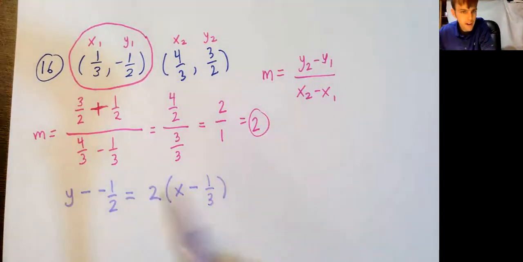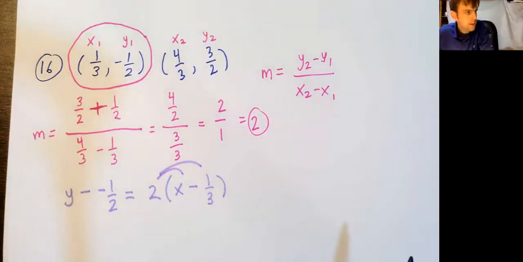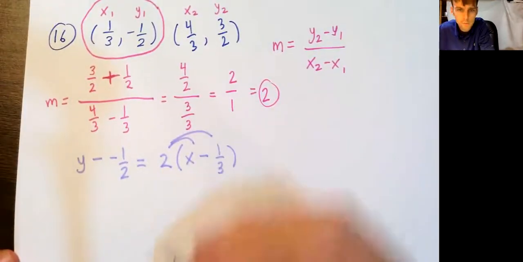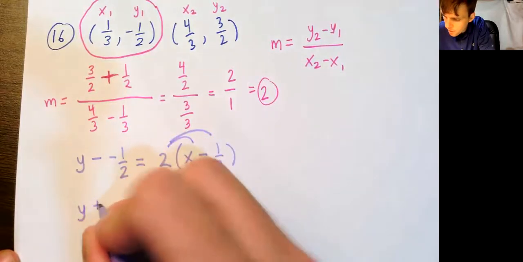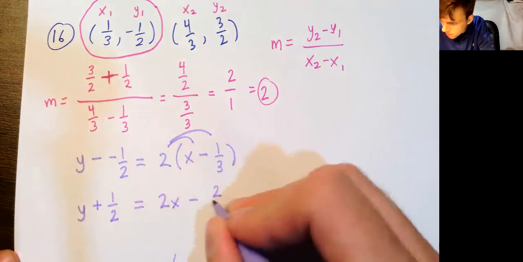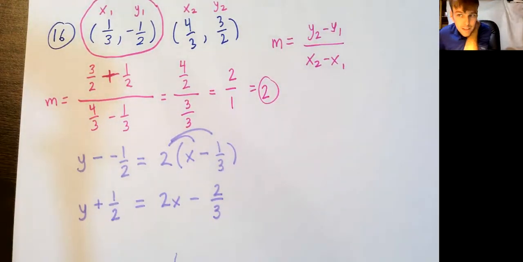Now, since this isn't a fraction, I'm going to just go ahead and distribute it. If it was a fraction, I'd probably multiply both sides by the reciprocal or by at least the denominator, to get rid of that. But it's a nice whole number. So we have y plus a half equals 2x minus 2/3. One little thing here, because of the fractions: in standard form, we don't want to have fractions in there. So what we're going to be doing here is getting rid of that denominator.